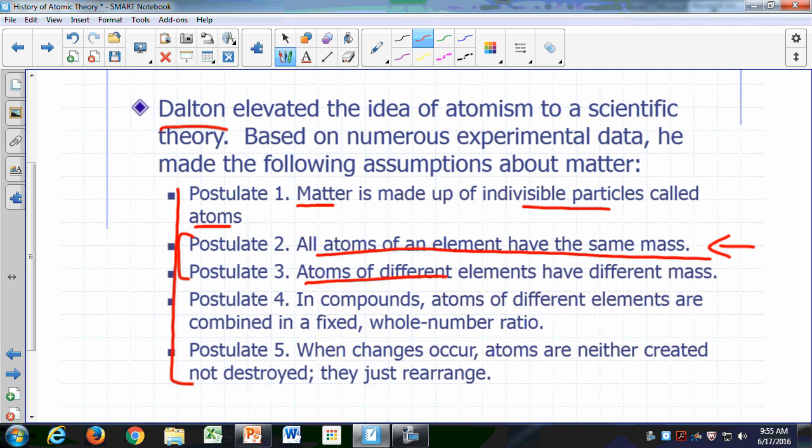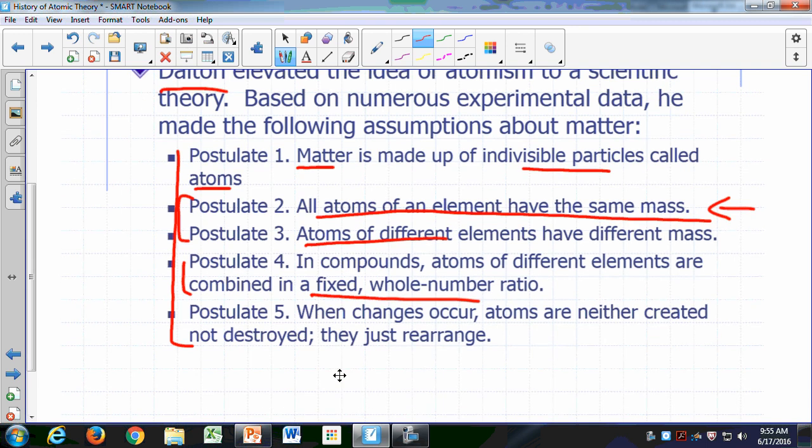Okay. Dalton also assumed that in compounds, atoms of different elements are combined in a fixed whole number ratio. In other words, there is a formula for a compound. If you were to do a count-to-count ratio of the different elements, the count-to-count ratio is a well-defined whole number ratio. And postulate number five says that if there are changes observed in matter, then during those changes, atoms are neither created nor destroyed. They just rearrange. They just change the way they are organized.